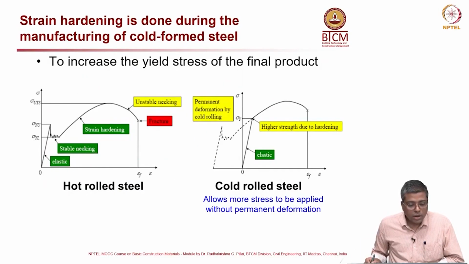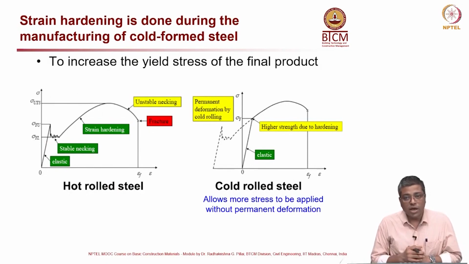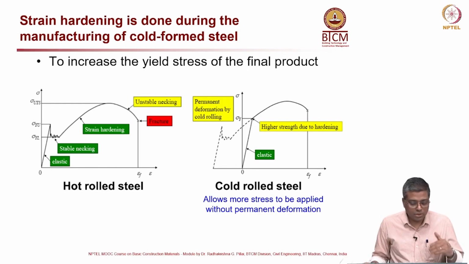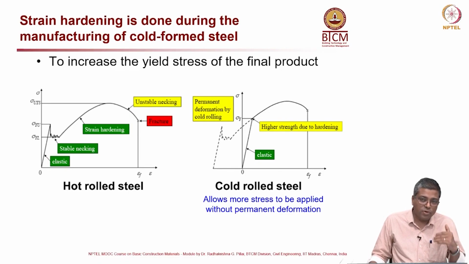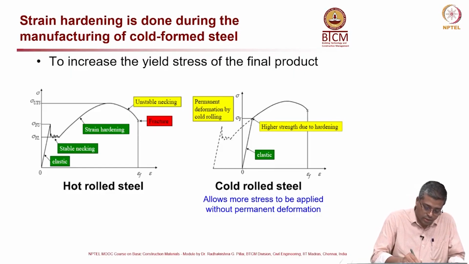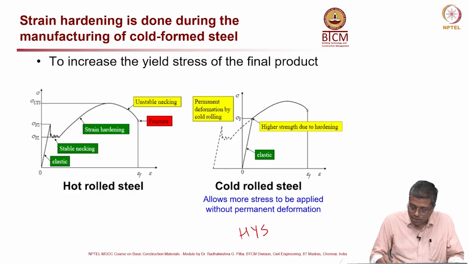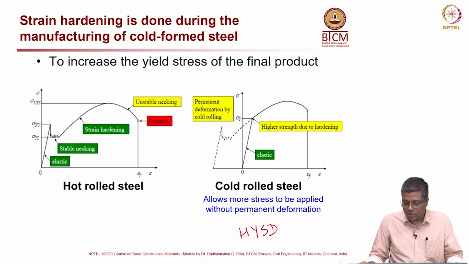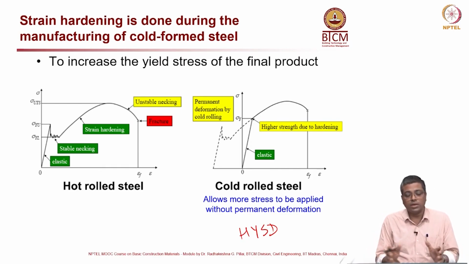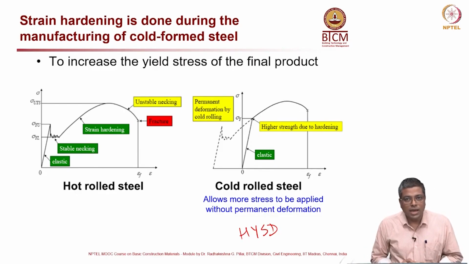Now, strain hardening is done during the manufacturing of cold form steel, because in earlier times hot rolled steel was used, and that did not have very high strength. Around 250 was the typical yield strength which was possible to achieve with hot rolled steel. So, there was a demand for higher strength steel. When I say higher strength, I mean high yield strength deformed steel, HYSD. So, what the industry did was, they used this strain hardening technology.